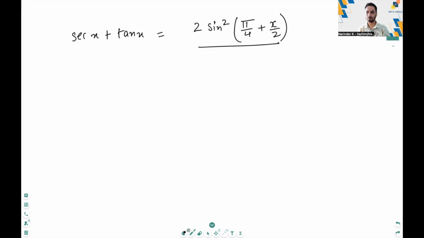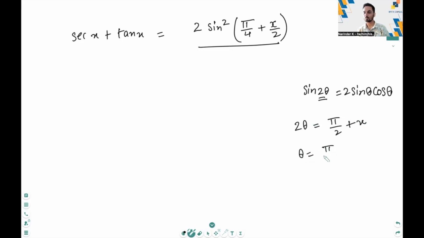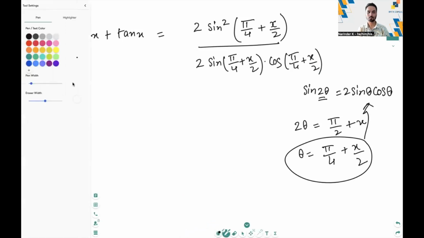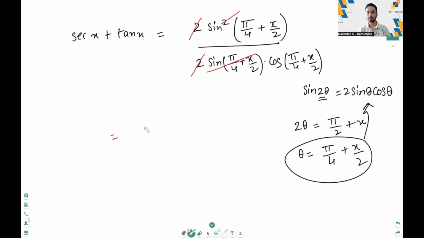For the denominator, we can use the formula that sine 2 theta equals 2 sine theta cos theta. Replacing 2 theta by pi over 2 plus x, theta is pi over 4 plus x over 2. So if you use this here, what do you get? We can write the expression as 2 sine pi over 4 plus x over 2 times cos pi over 4 plus x over 2. Now, we can cancel out 2 and we can cancel out 1 of the sine terms. So what we are left with is sine pi over 4 plus x over 2 divided by cos pi over 4 plus x over 2.